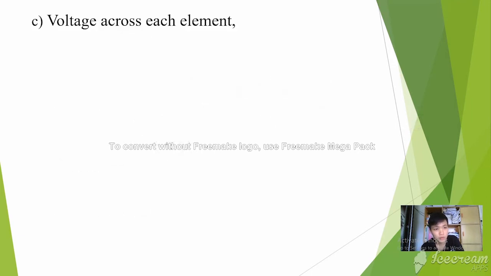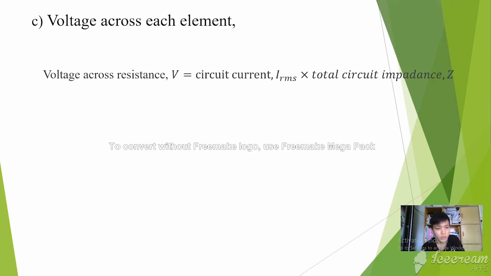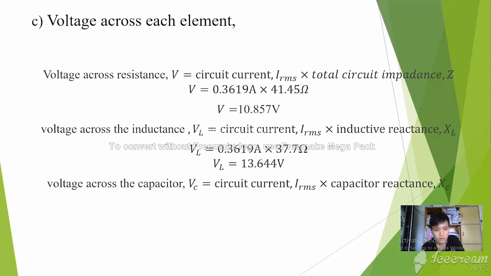After that, we calculate the voltage across each element, which is the resistance, inductance, and also the capacitor. To calculate the voltage across the resistor, we use the circuit current times the resistance. From this, we get the voltage across the resistor, which is 10.857 volt. To calculate the voltage across the inductance, we use the circuit current times the inductive reactance. From this, we get the voltage across the inductance, which is 13.644 volt.